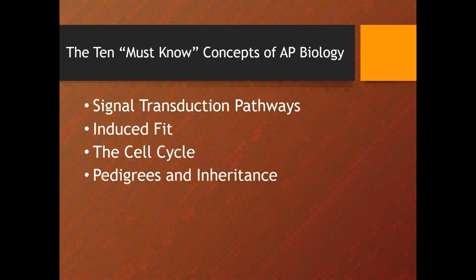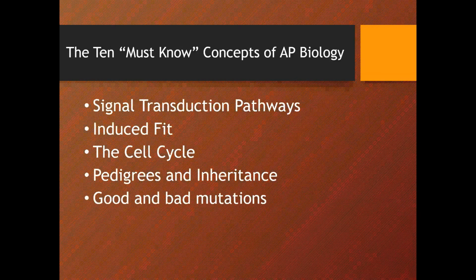Understanding how traits are inherited over time in families and the types of patterns of inheritance are very important for students to know and understand. So we spend quite a bit of time looking at pedigrees and examining them. And then lastly, the difference between good and bad mutations.